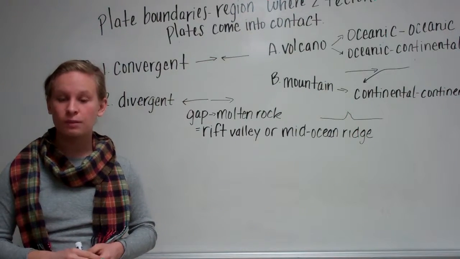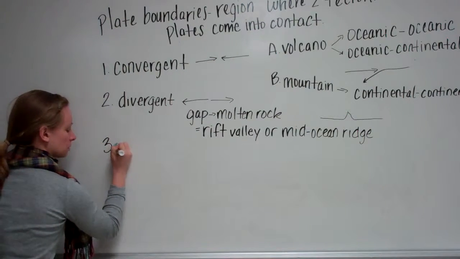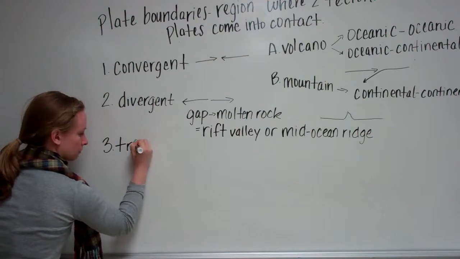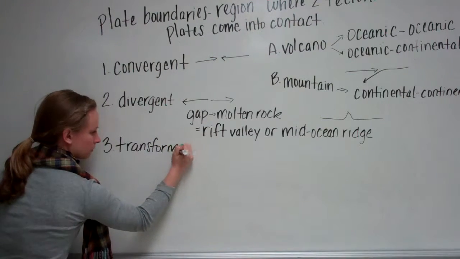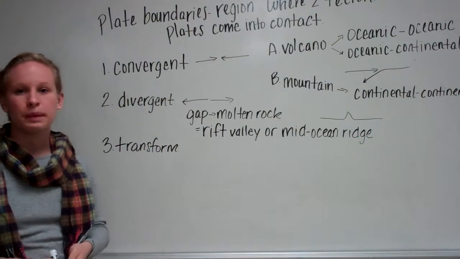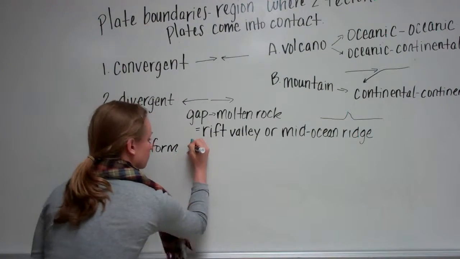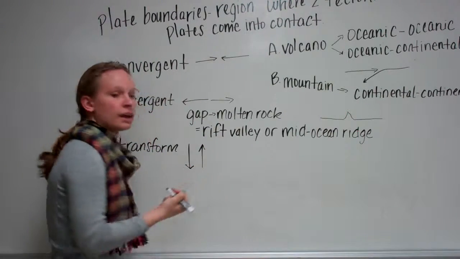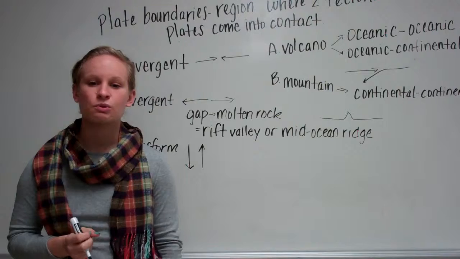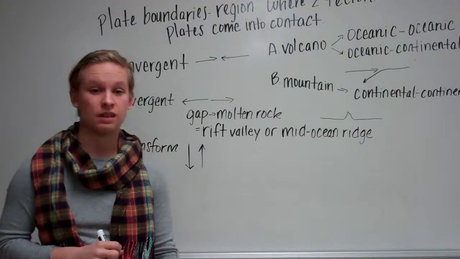And finally, our third plate boundary will be a transform. And the arrows represent this type of plate boundary. They're moving past one another in opposite directions. Okay, and so when this is happening, these plates are grinding past one another without destroying any of the lithosphere, or the surface of the Earth.